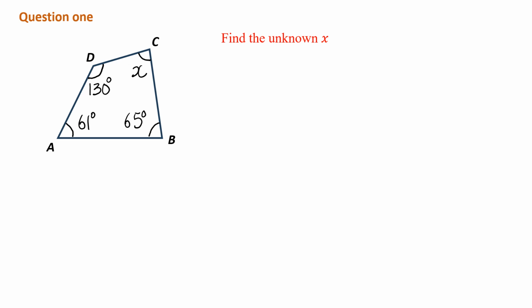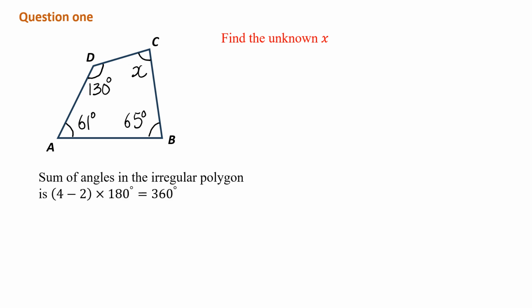Right, so let's do some basic questions, where we just apply the formula directly to find the unknown angle. Supposing you're given the irregular quadrilateral here, let's find the sum of the interior angles first. That will be (n minus 2) times 180, so (4 minus 2) times 180 gives you 360 degrees. So 130 plus 61 plus 65 plus x will give you 360, and therefore x will be 104. This is an irregular quadrilateral where all the interior angles are of different size, and the sides are also of different length.